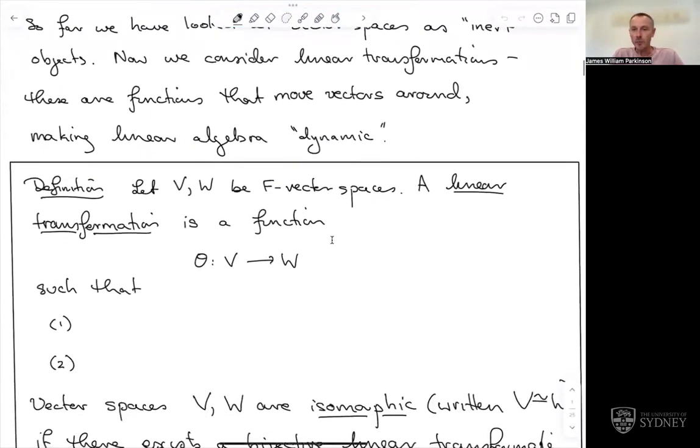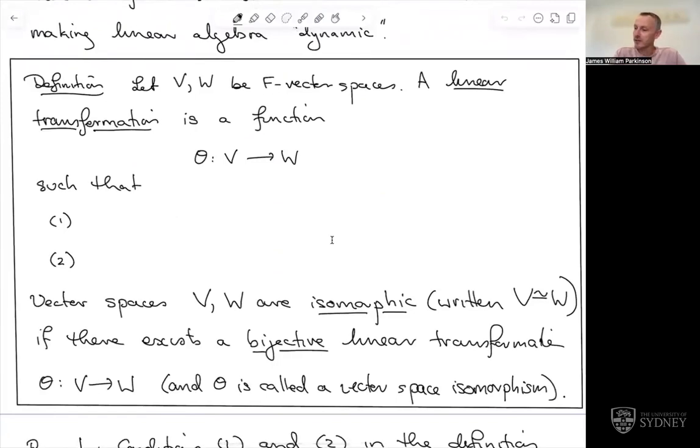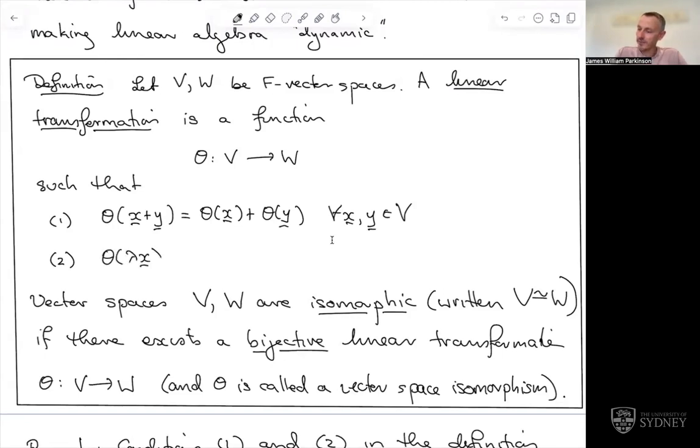So what are they? Well, we have to start with two F vector spaces, V and W. Then a linear transformation is a function theta from V to W, which, as I said earlier, preserves the vector space structure. That means that theta of x plus y is theta of x plus theta of y for all x and y. So it preserves addition, and theta of lambda x equals lambda theta of x. That one's for all x in V and lambda in the field.